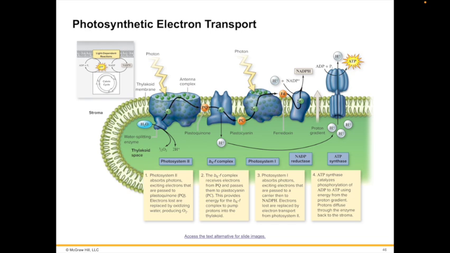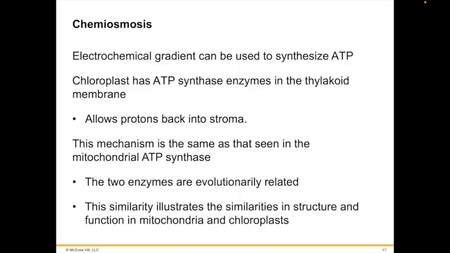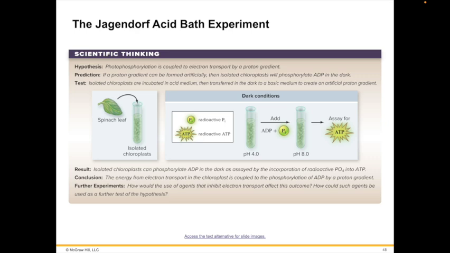Evidence for this chemiosmotic mechanism for photophosphorylation was actually discovered earlier and formed the background for the experiments used for the mitochondrial ATP synthase. And that comes from what you would see in figure 8.16, shown here now.